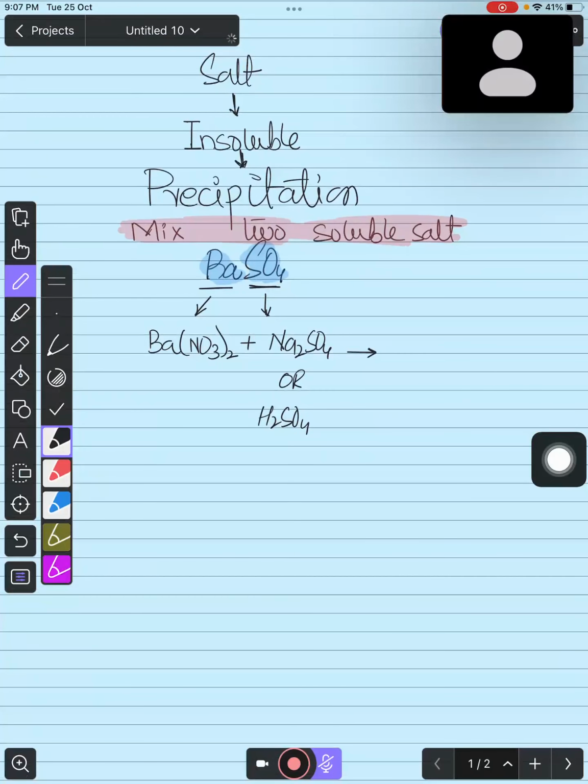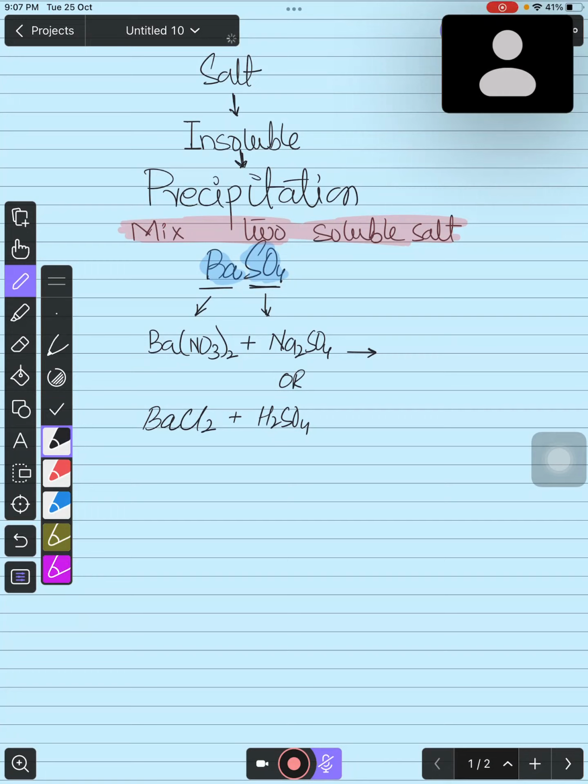Anyway, we are talking about what, soluble salts. So here you can also use sulfuric acid, and you need to keep remember that here you can also use barium chloride. You know that all the salts of chloride are soluble except silver and lead, okay? So you can use this too.